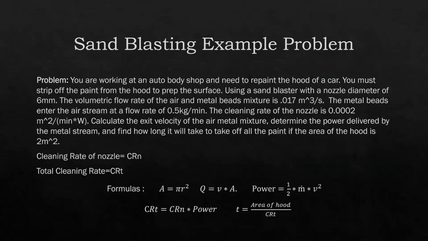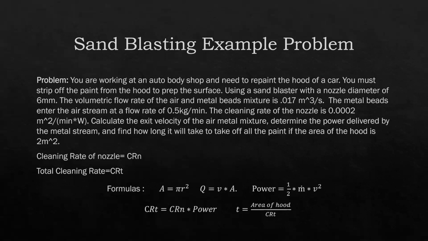An example problem for sandblasting. So you are working at an auto body shop and need to repaint the hood of a car, like in the previous picture. You must strip off the paint from the hood to prep the surface. Using a sandblaster with a nozzle diameter of 6 millimeters, the volumetric flow rate of the air and metal beads mixture is 0.017 meters cubed a second. The metal beads enter the airstream at a flow rate of half a kilogram a minute. The cleaning rate of the nozzle is 0.0002 meters squared over a minute per watt.